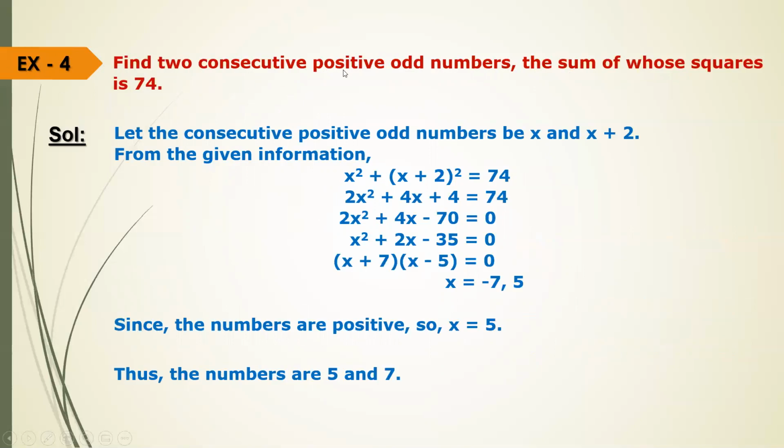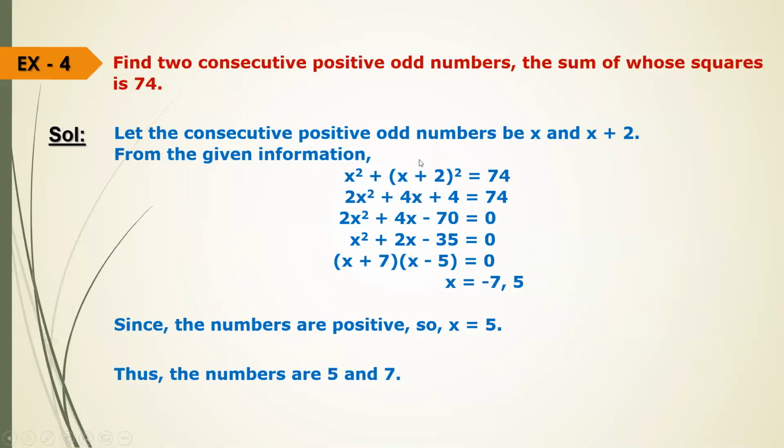Now in lower classes also you have learned, whenever we take consecutive even or odd numbers, we always take them as x, x plus 2, x plus 4 and so on. Here only two numbers are needed, so I am taking them as x and x plus 2. In the question it is given that the sum of the squares of the numbers is 74. It means x square plus (x plus 2) whole square is equal to 74.